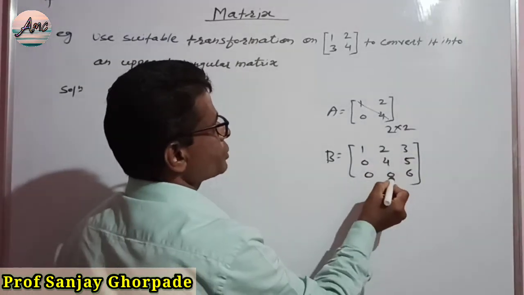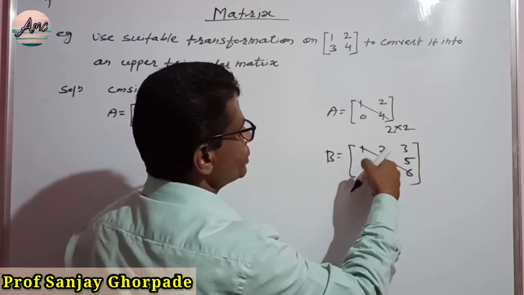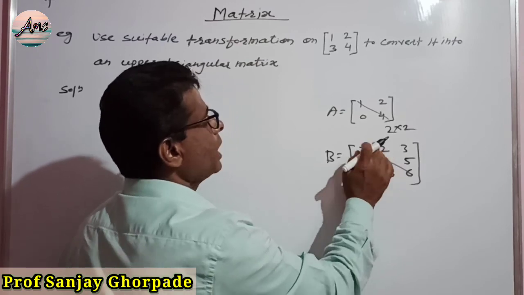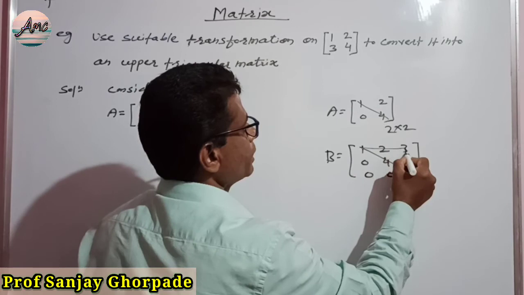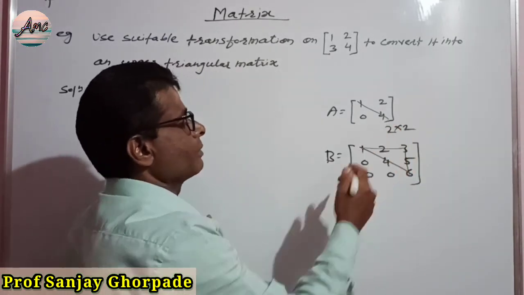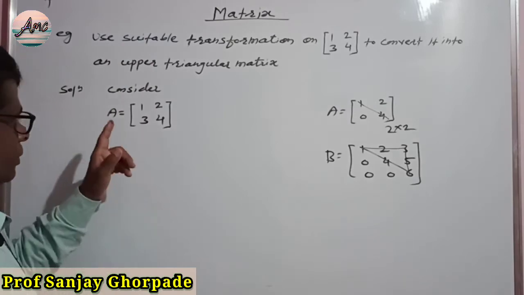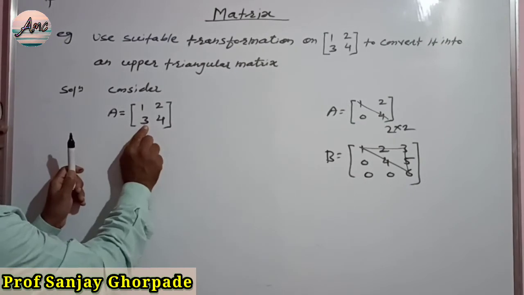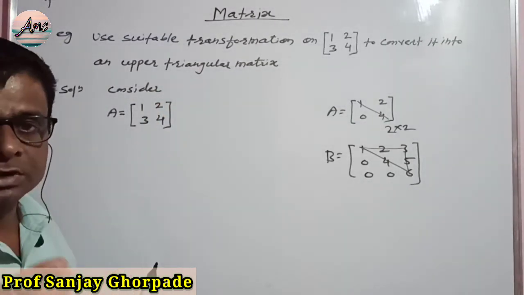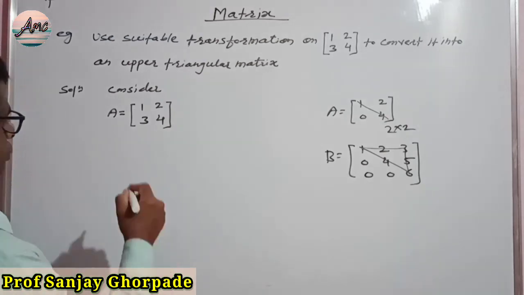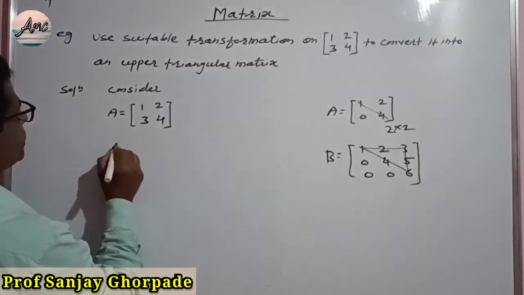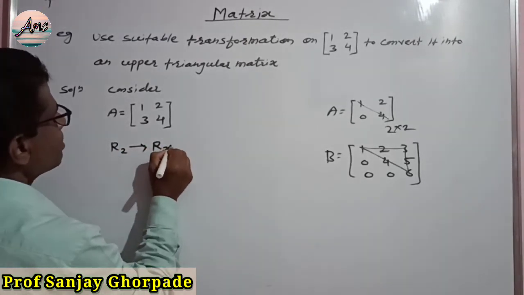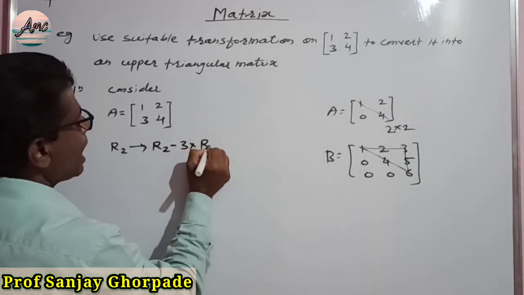So all the elements below the principal diagonal, if all the elements are 0, then this matrix is known as what? An upper triangular matrix. Here you get a matrix in the form of a triangle. So now you have to convert this into an upper triangular matrix, which means you have to make this element 0 by performing either the row operation or the column operation. So let us perform the row operation R2 tends to R2 minus 3 times R1.